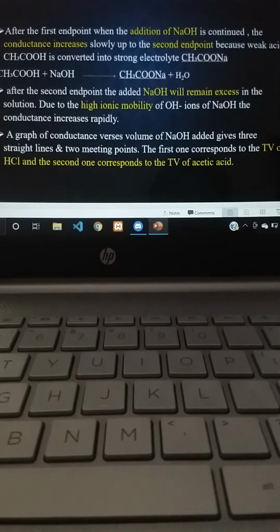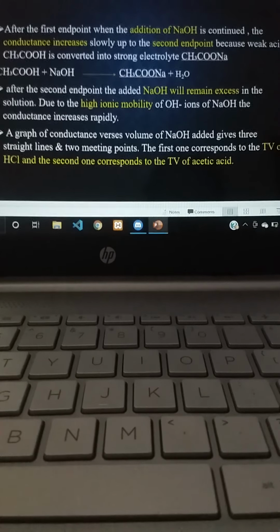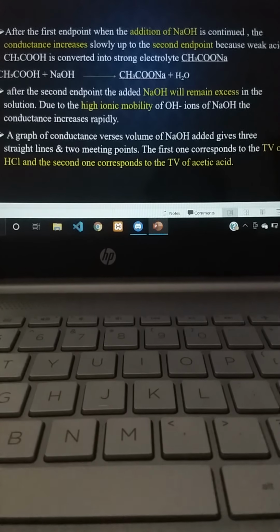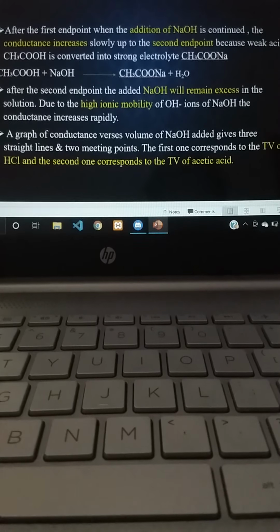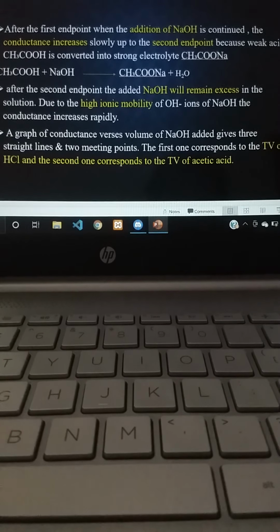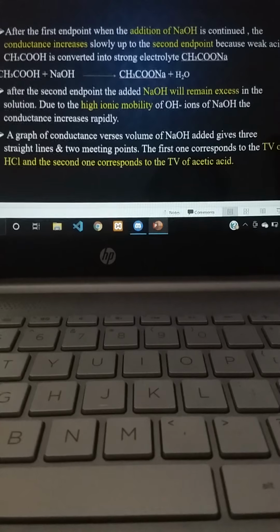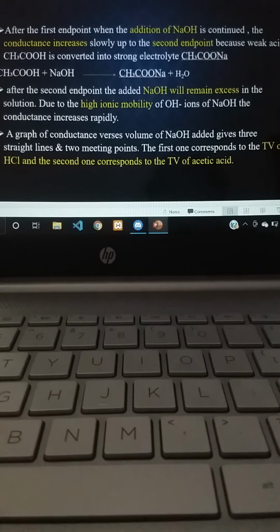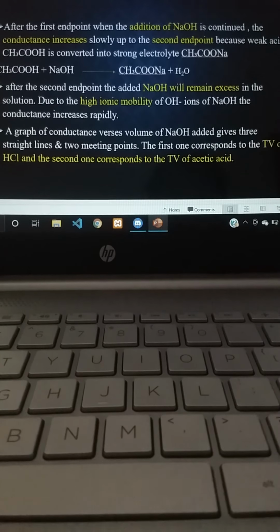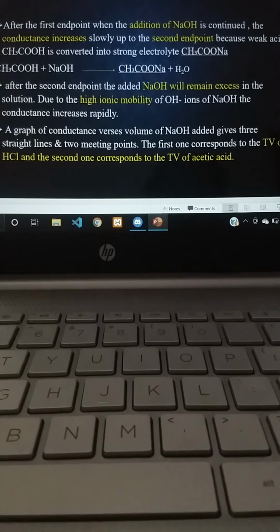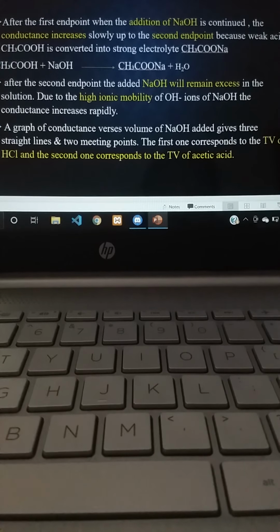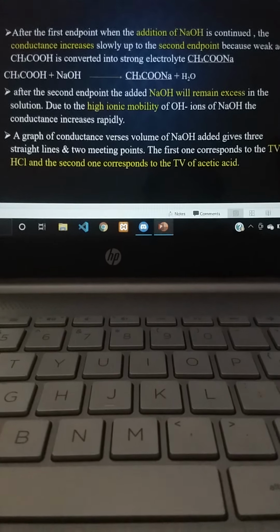the conductance increases rapidly. On plotting a graph of volume of sodium hydroxide versus conductance, you will get three straight lines. The first one represents the total volume for hydrochloric acid and the second one represents the total volume for acetic acid. This is all about the principle of the experiment.